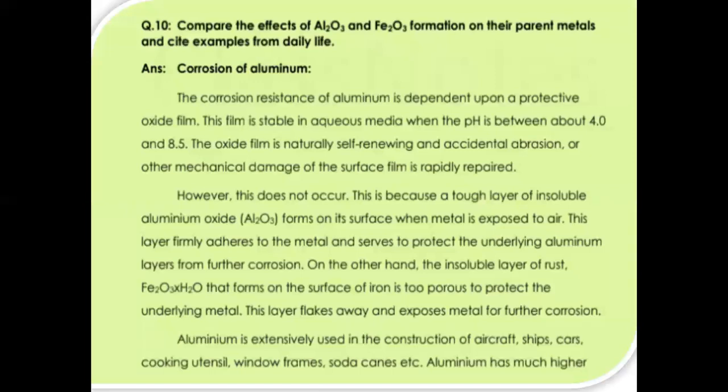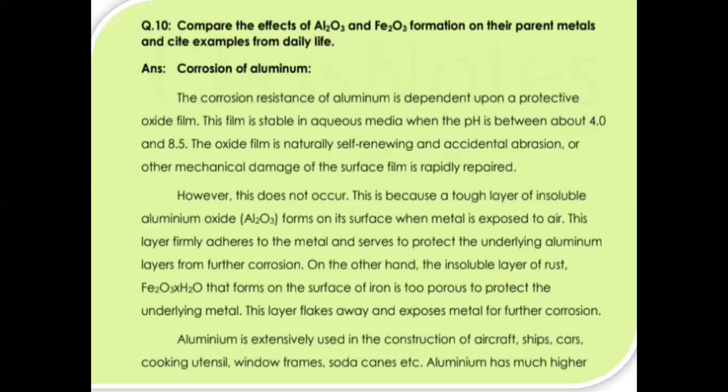Question number 10: compare the effect of aluminum oxide and ferric oxide formation on their parent metals and cite examples from daily life. Corrosion of aluminum: the corrosion resistance of aluminum depends on a protective oxide film, a layer of aluminum oxide which is formed. This film is stable in aqueous media when the pH is between about 4 and 8.5. The oxide film is naturally self-renewing, and accidental abrasion or other mechanical damage of the surface film is rapidly repaired.